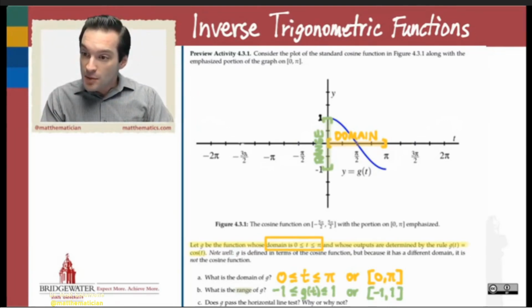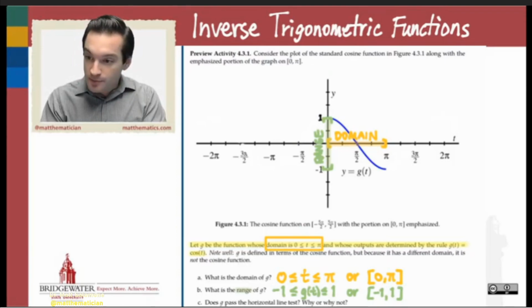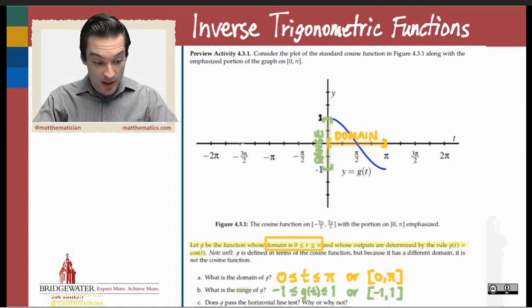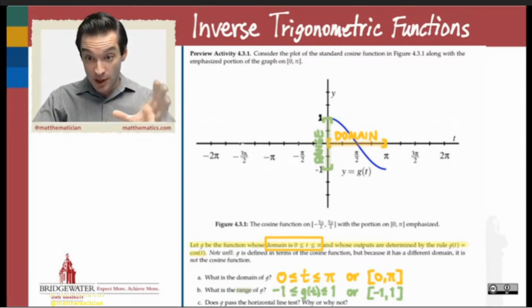Okay, so now we can take this a step or two further. This function that we're wanting to think about here is just a piece of the cosine graph. Does this function have an inverse function? That's where we want to ultimately go here.